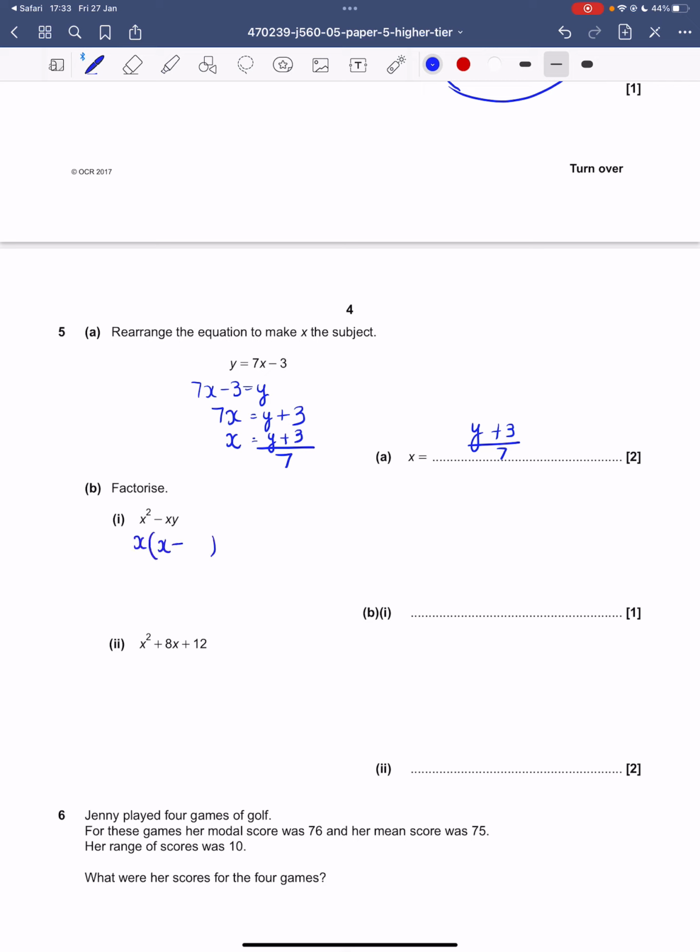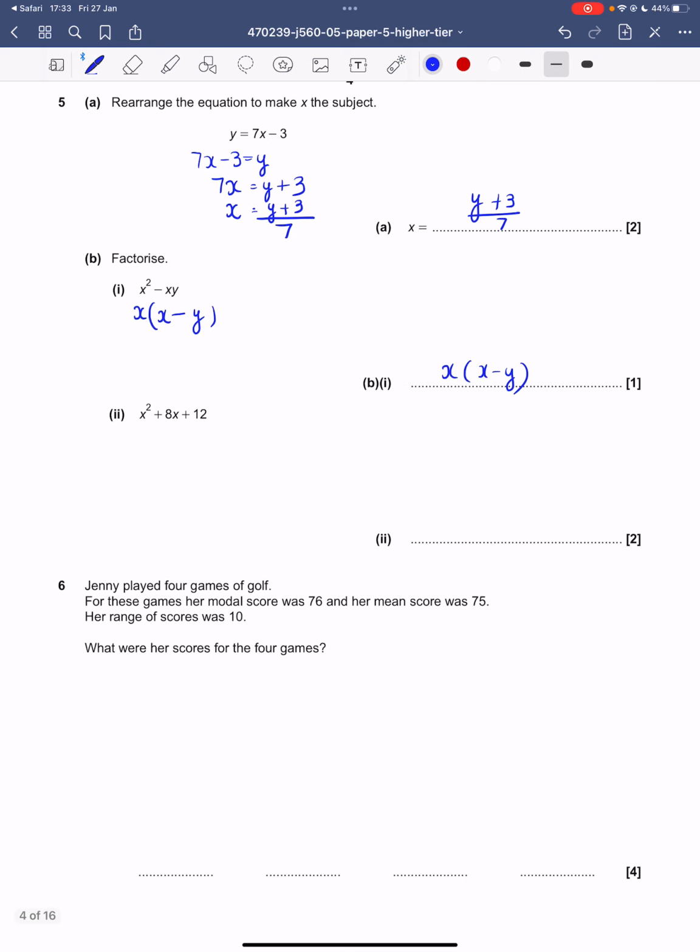X times x is x squared, and x times y is xy. X times x, x squared, and x times minus y, minus xy. So it's x minus y. This one, x squared plus 8x plus 12.